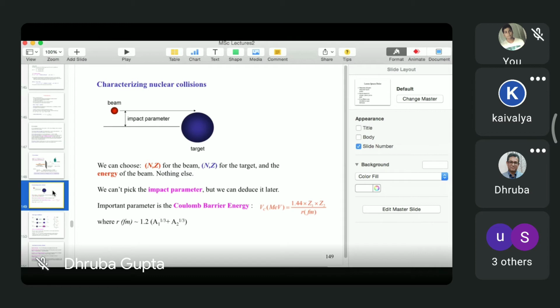Okay, and another parameter is the Coulomb barrier. So when this beam particle is coming to interact with the target nucleus, both these nuclei have protons. Like Z1 for the projectile, Z2 for the target. So you know that since these are charged particles, they will be interacting with each other.